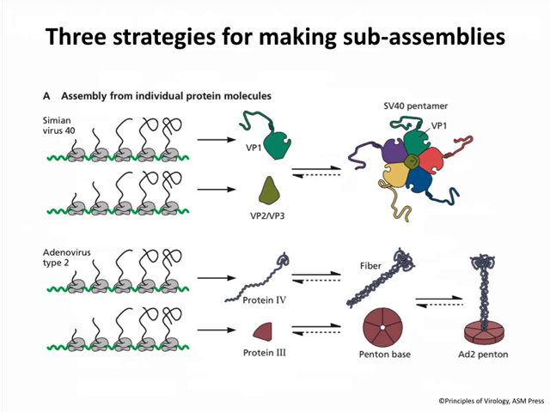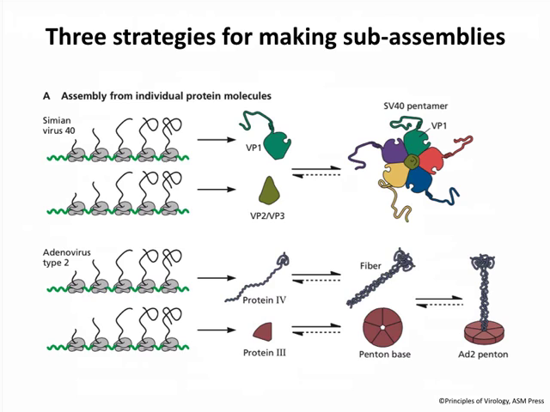Here's another example, adenovirus, the proteins that form the penton. These are the fibers at the 5-fold axes of symmetry that make the virus look like a satellite. They're assembled from individual proteins. Protein 4 forms the fiber. It's translated. It trimerizes.